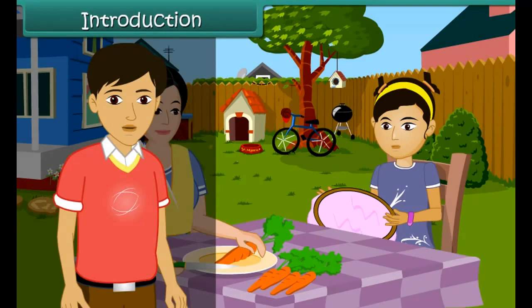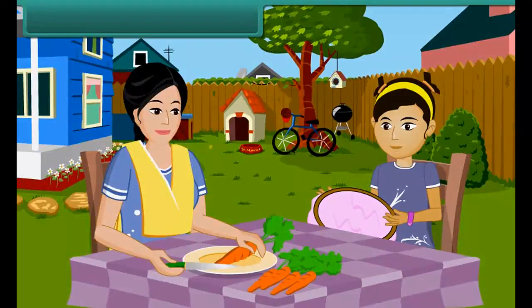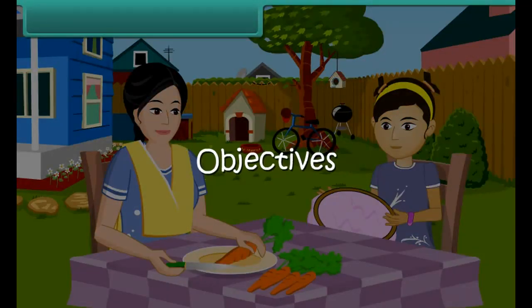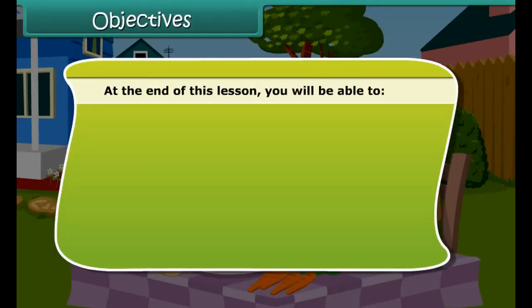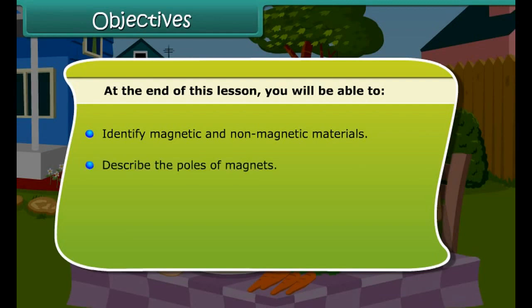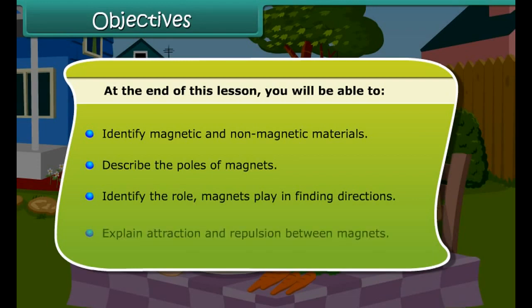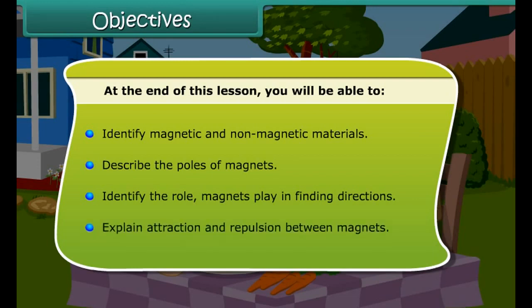Children, in this lesson we will learn about magnets and their properties. Objectives. At the end of this lesson you'll be able to identify magnetic and non-magnetic materials, describe the poles of magnets, identify the role magnets play in finding directions, explain the property of attraction and repulsion between magnets.